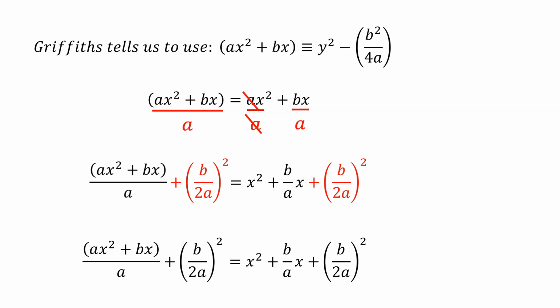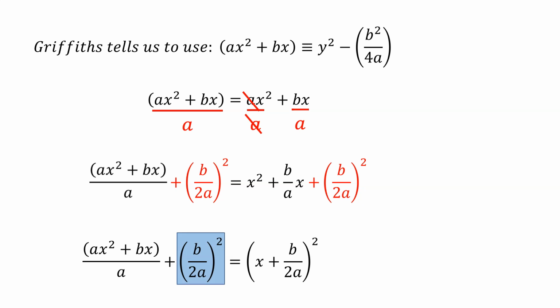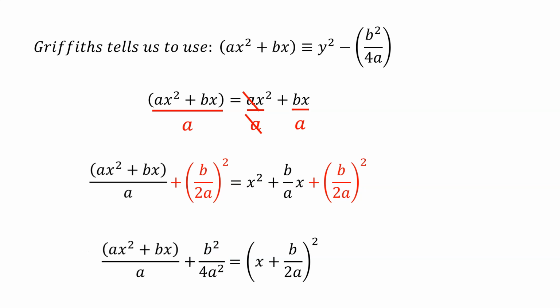The right-hand side of the equation can be rewritten as a perfect square, (x plus b over 2a) squared. The second term on the left-hand side can be rewritten by squaring both the numerator and the denominator to get b squared over 4a squared. We get, in parentheses, ax squared plus bx over a plus b squared over 4a squared equals (x plus b over 2a) squared. Our goal now is to solve for ax squared plus bx.